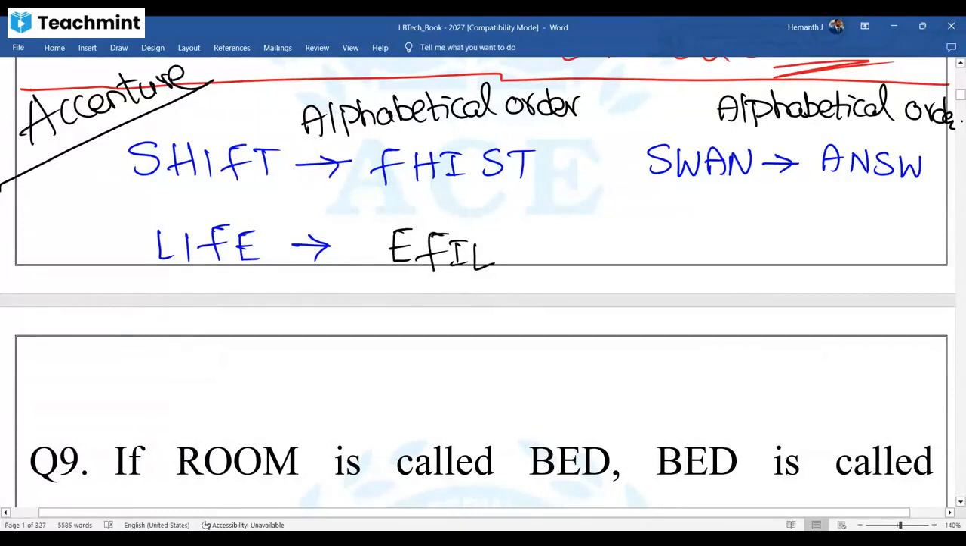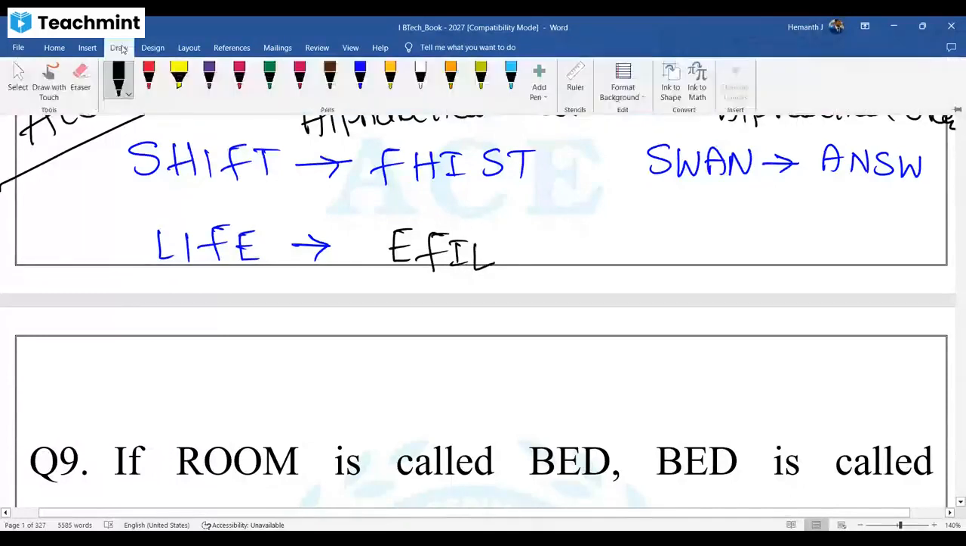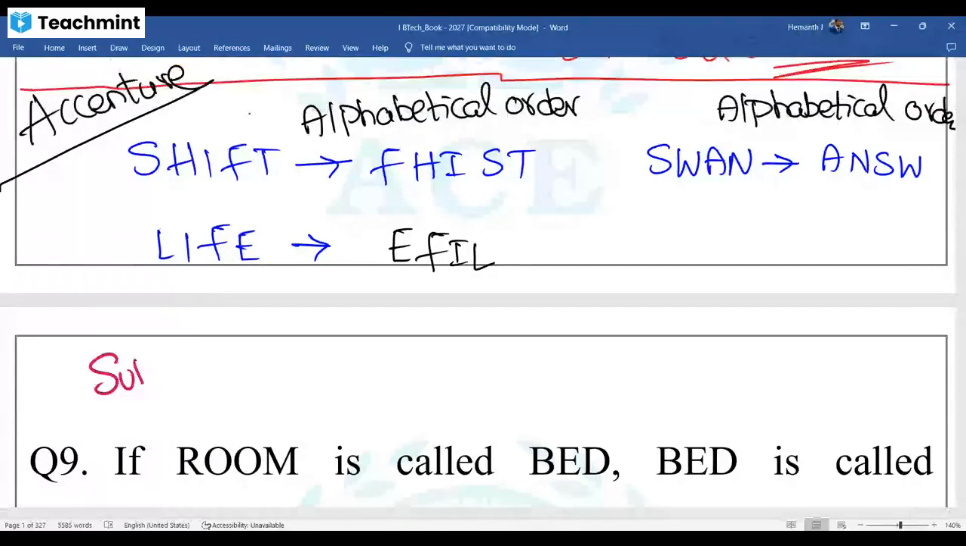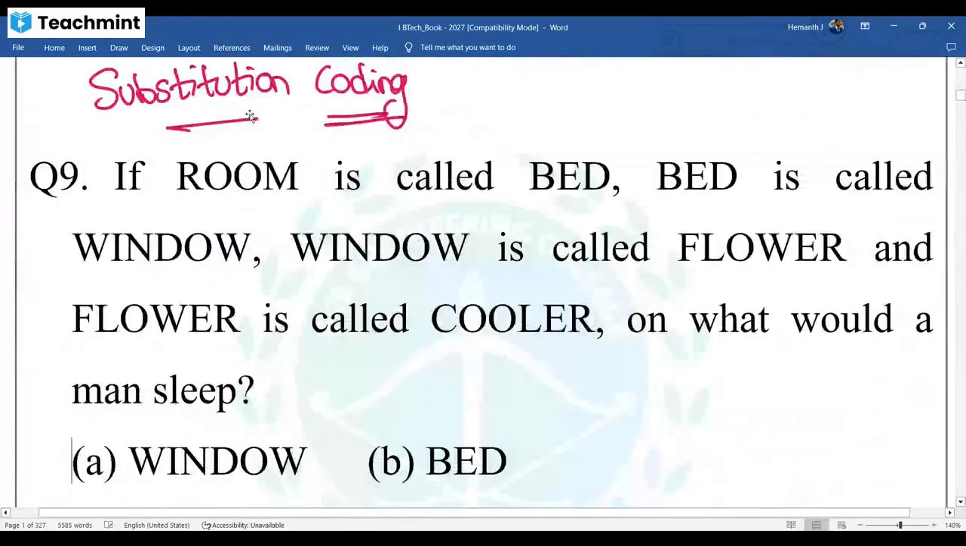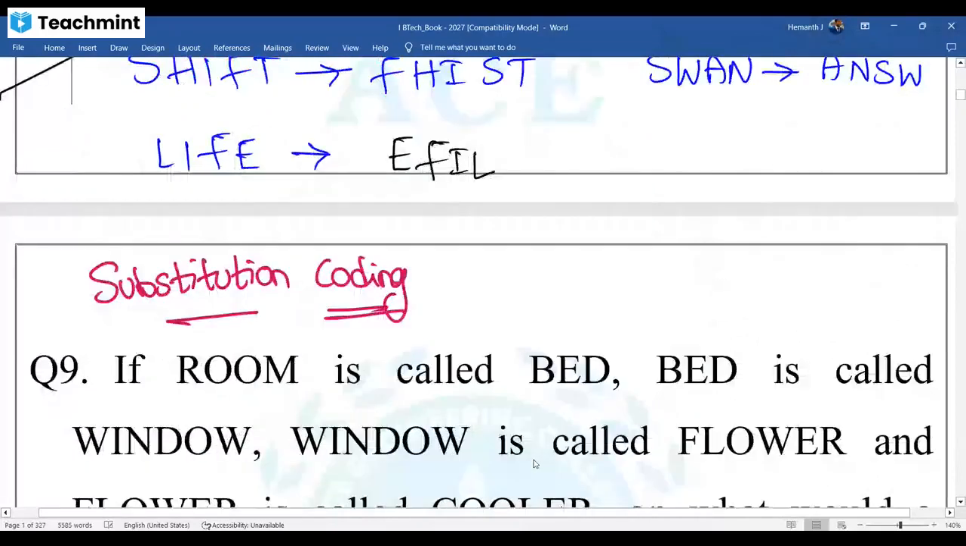Clear? So far we discussed letter coding. The eighth question is a normal question. It's actually number coding, but not exactly that also. It's a very basic question. Next, the ninth question and tenth question come under substitution coding. Ninth and tenth both come under substitution coding.